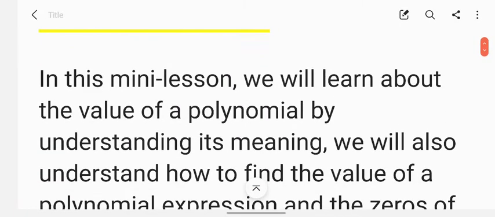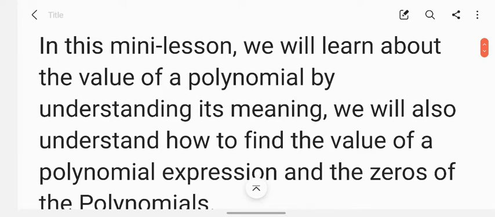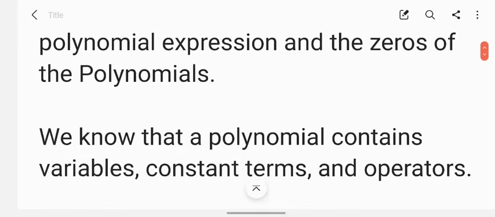Good morning, children. In this mini lesson, we'll learn about the value of a polynomial by understanding its meaning. We will also learn about how to find the value of a polynomial expression and the zeros of the polynomial.